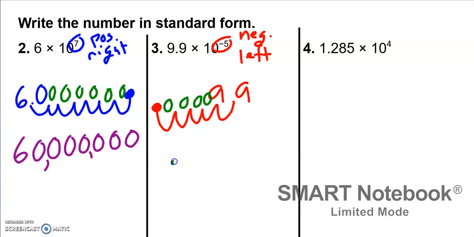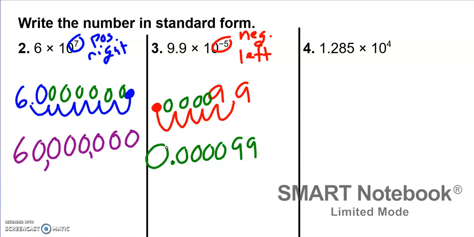So I have now point 1, 2, 3, 4 zeros followed by 99. That's going to be our answer. If you want to include a 0 in the ones digit, by all means, go for it.